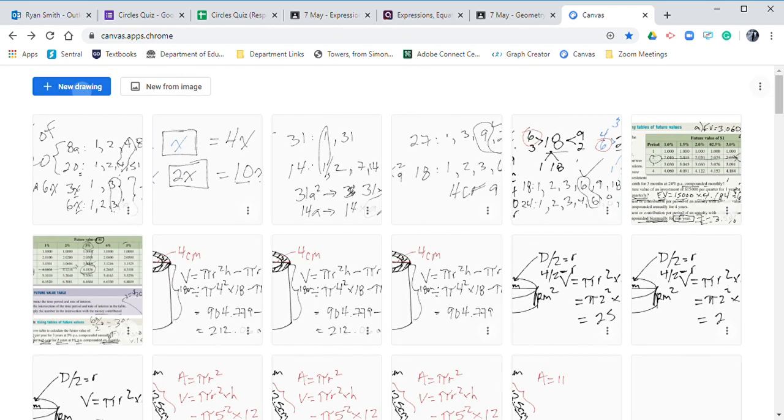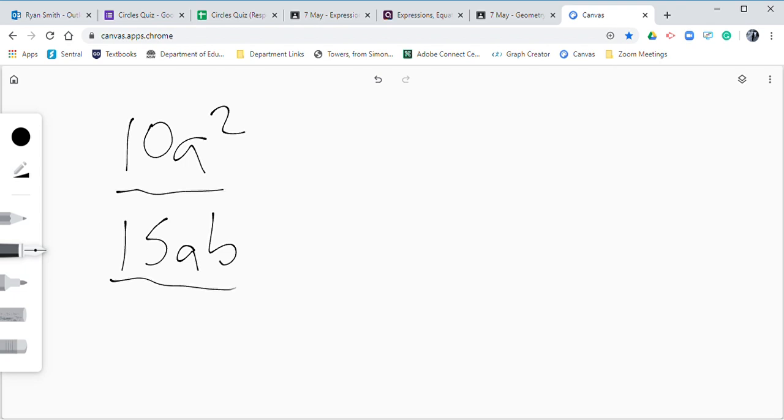Try one more. This one's trickier. Last one. I've got 10a squared and 15ab. I could sit here and list all the different factors for these, but I know just by looking at them that the highest common factor for the numerals is 5. I can just tell you that by looking at it. 15 doesn't end in a 0, so it obviously can't have 10 as a factor. The highest common factor for both of them is 5.